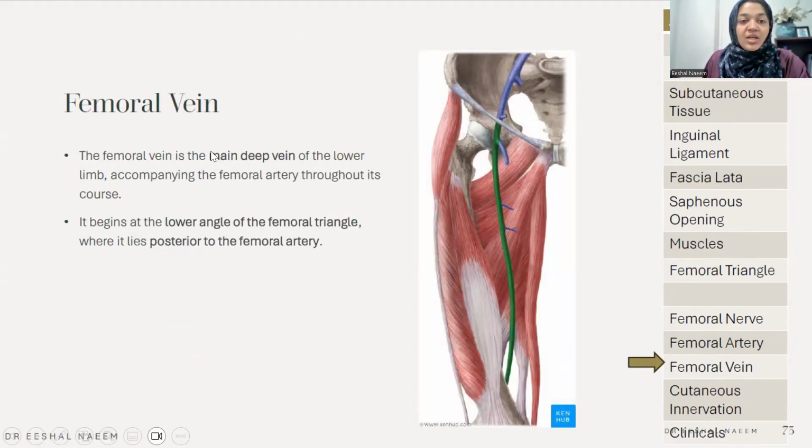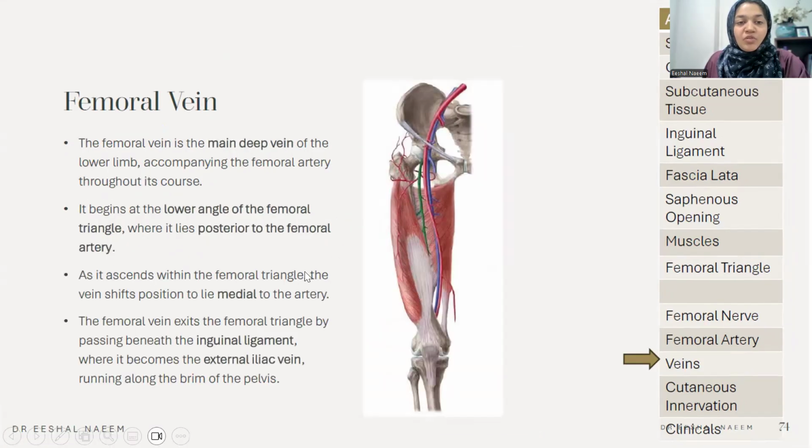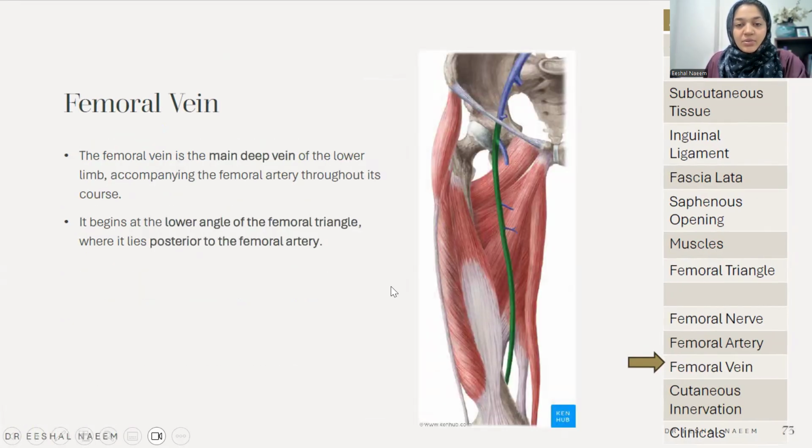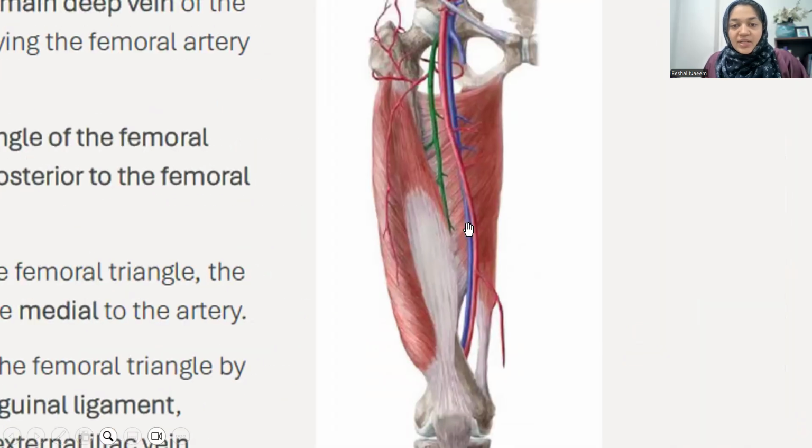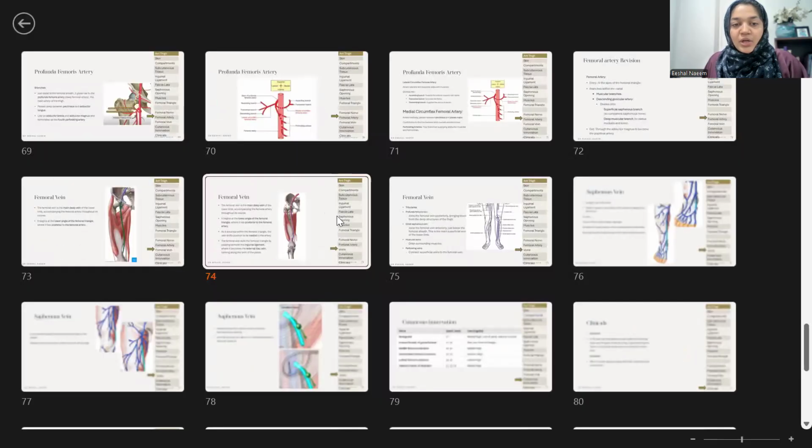The femoral vein is the main deep vein of the lower limb, accompanying the femoral artery throughout its course. It begins at the lower angle of the femoral triangle, where it goes posterior to the femoral artery. It ascends within the femoral triangle. The vein shifts position to lie medial to the artery. Here, your vein is lateral, but as it ascends, it lies medial to the femoral artery.